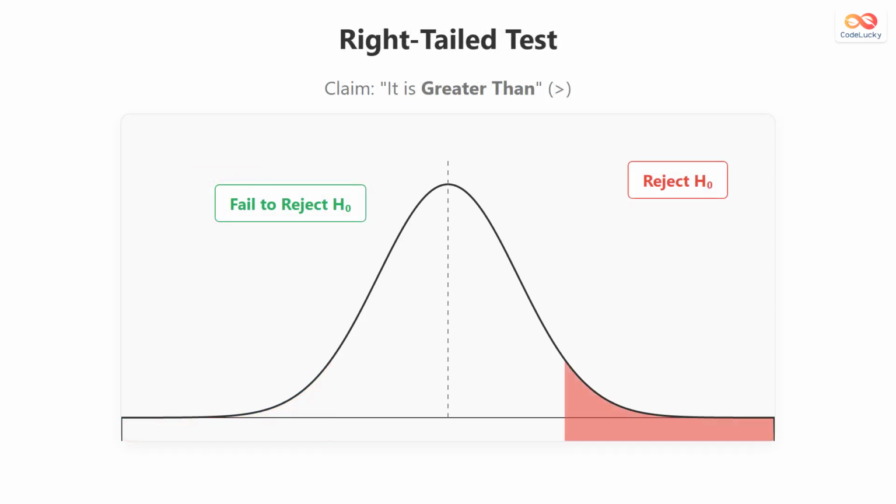Conversely, if your claim uses a greater than sign, we use a right-tailed test. We are testing if a value has increased or is significantly higher. In this case, our evidence must fall in the upper right-hand tail to support our claim.